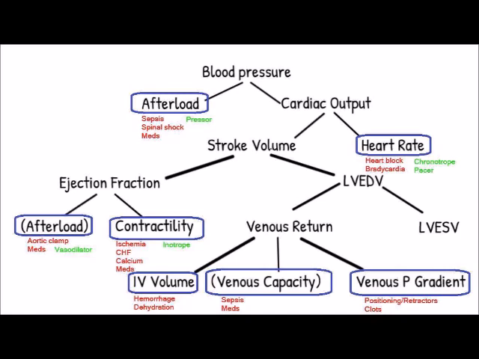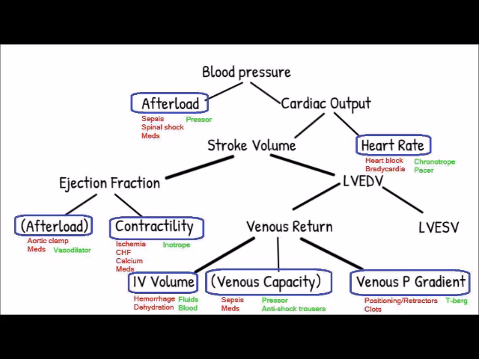For volume problems, we obviously need to give volume and also possibly blood. If there's high venous capacity, again, we need to use pressors and the anti-shock trousers, which we use in trauma. And for a venous pressure gradient problem, we could place the patient into Trendelenburg's position.